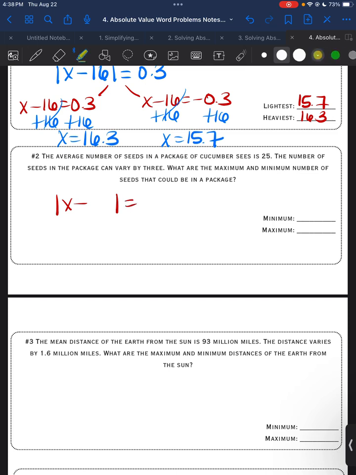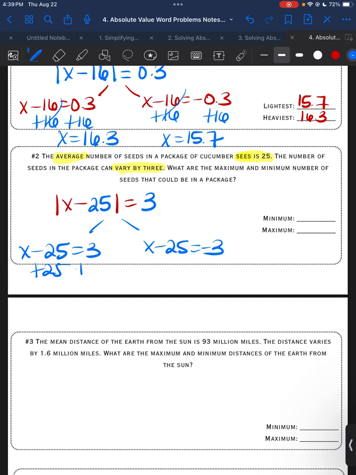We have average number is 25 seats. That should be seats right there. Then the number can vary by 3. So from these two, the one that goes on the inside is 25, and then 3 goes on the outside. We split it. We add 25. We get 28 on one side. And we get 22. So minimum would be 22. Maximum would be 28.